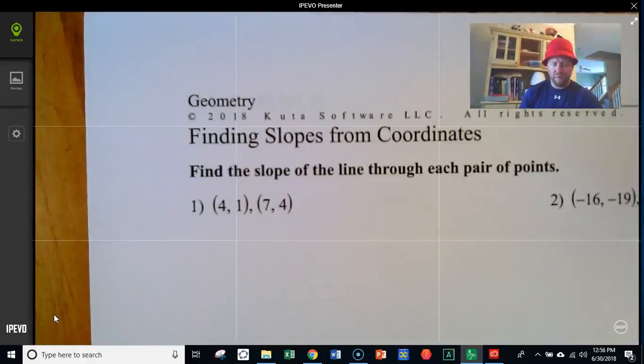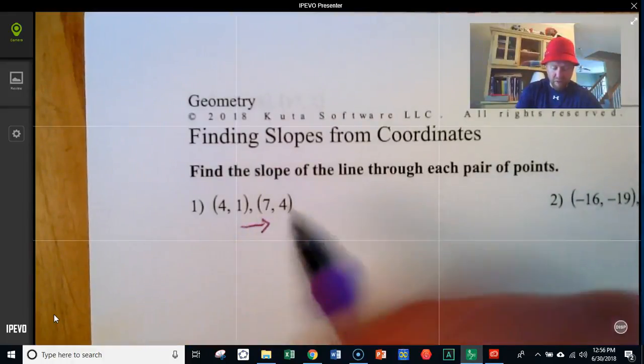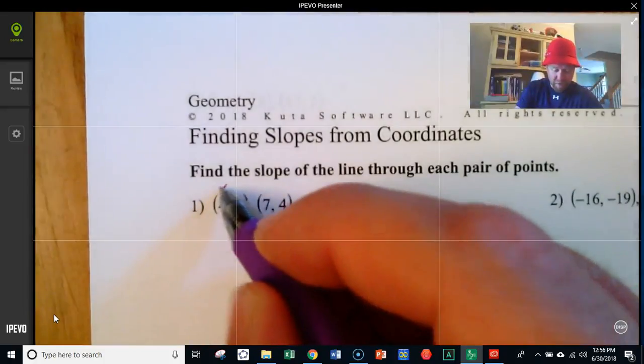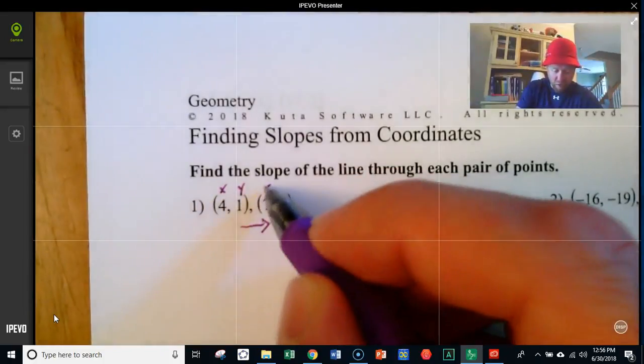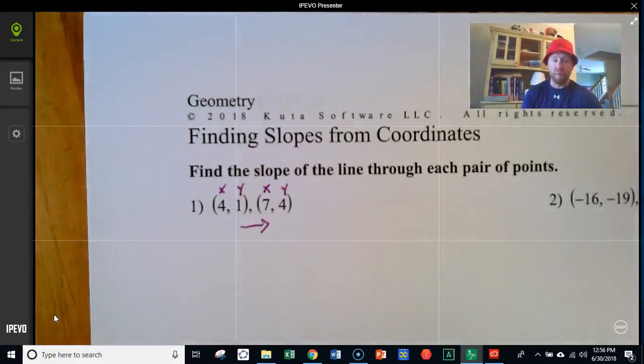Alright, in this video we're going to be finding the slope of a line just from the coordinates of 2 points on the line. Okay? Here's how this works. Here, we're going to imagine that we're traveling in this direction from the point (4, 1) to the point (7, 4). This is our x-coordinate and our y-coordinate, and this is our x-coordinate, and there's our y-coordinate for the second point.